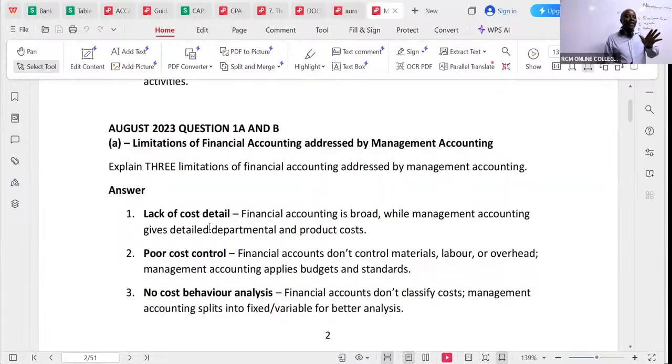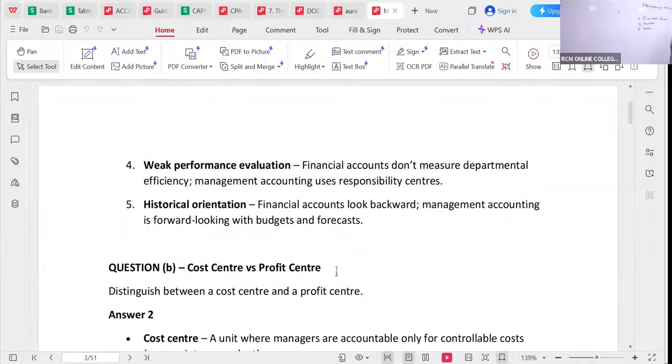You see, financial accounting doesn't do that. Management accounting does that, isn't it? Management accounting is able to do that. No cost behavioral analysis. Financial accounts doesn't classify costs. Management accounting splits into fixed and variable for better analysis.